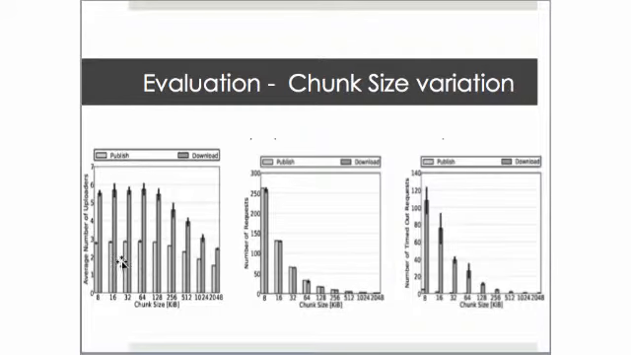Here it can be seen that for larger download chunks, the number of uploaders in the system goes down, and hence download throughput goes down. Hence, we need to find a correct trade-off between a really small chunk size and a really large chunk size.